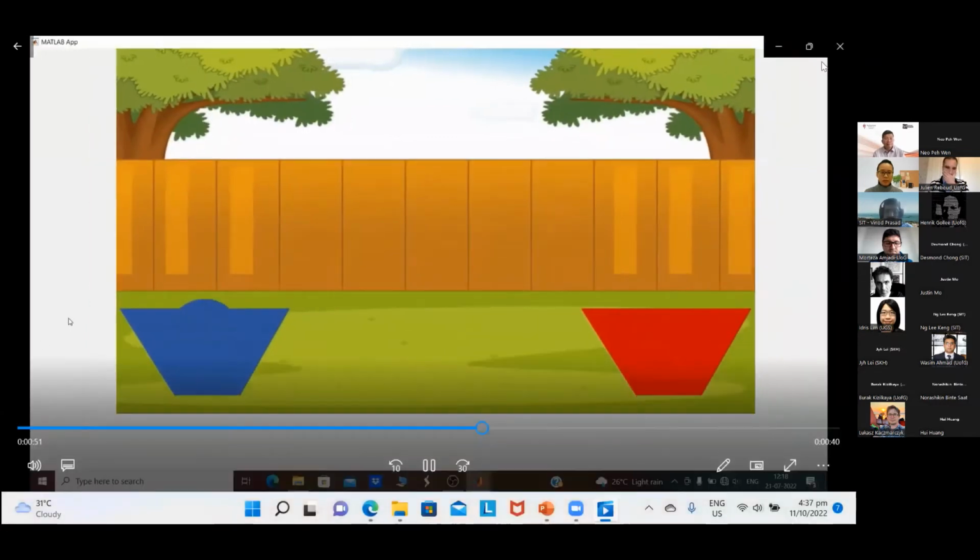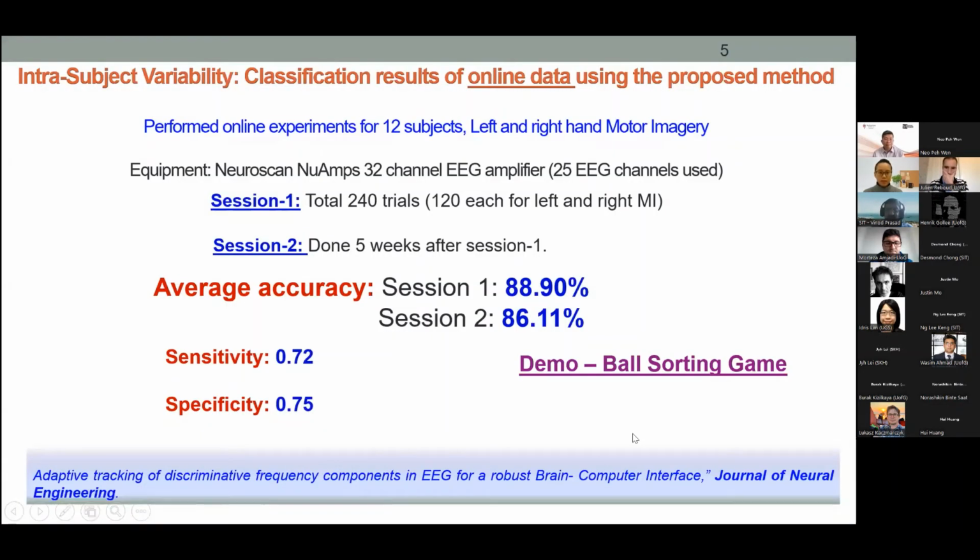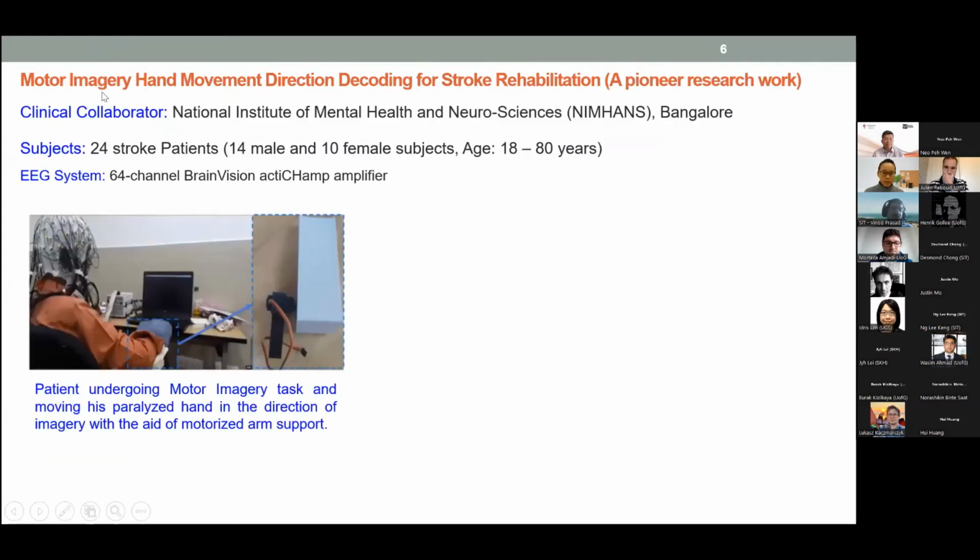So I hope you got the gist of the story there, and this is a simple ball sorting game. Now moving forward, discrete classification like left hand versus right hand imagination is not sufficient for actual rehabilitation. So what we have extended further is, can we decode imagination of movement of a chosen hand? Let's say we have a right hand paralyzed person. So we are trying to decode the imagination of direction of movement of his right hand in different directions. The person is not actually executing the movement, he's only imagining.